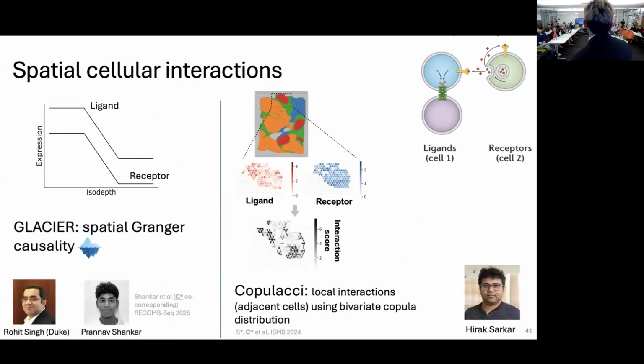And then more recently, we've been thinking about how to use this model to identify cellular interactions. And so we've developed approaches based on Granger causality for finding interactions between ligands and receptors along this isodepth coordinate that can tell you which cells are interacting. And then separately, we've also developed approaches for identifying local interactions between nearby cells using count-based correlation measures.